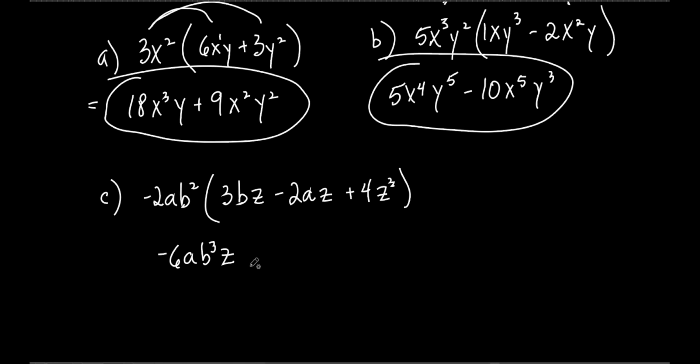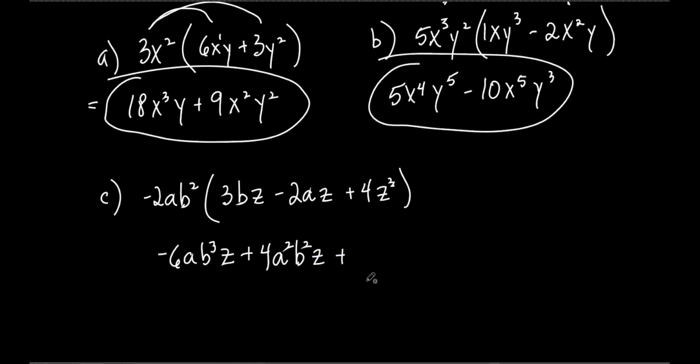Now, negative times negative. That's a place where people will get tripped up a little bit. But what's negative times negative? That's a positive, so put a plus there. Now you can go ahead and multiply. 2 times 2 is 4. A times a is a squared. B squared, z, and you're good to go.